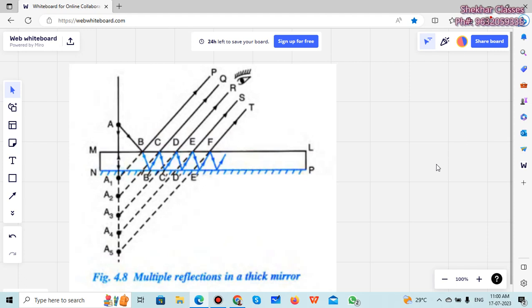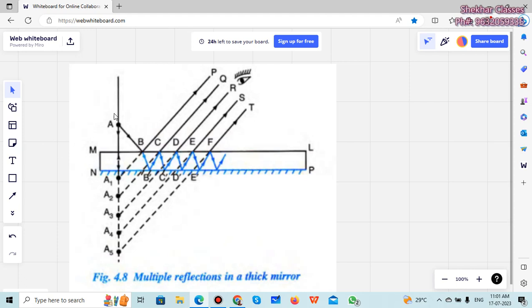This is an example for multiple reflection in a thick mirror. So when I say thick mirror, what does it mean? You must have seen a mirror which is thinner also. Sometimes it is a thicker one. So what is the multiple reflection that happens in it?